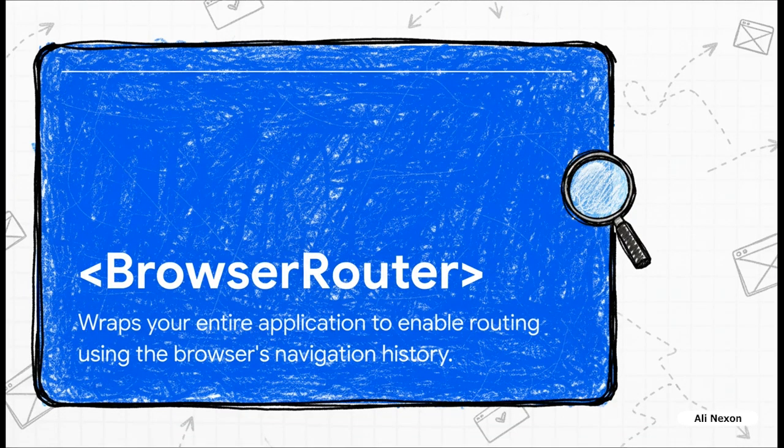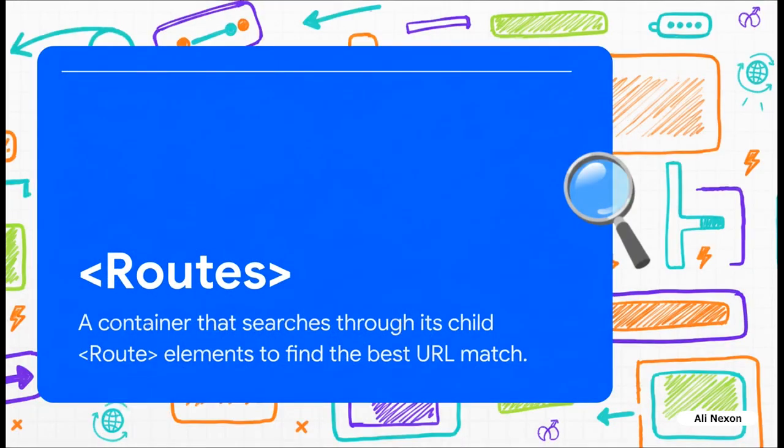You just wrap this component around your entire app. Think of it like flipping the main power switch for the whole navigation system. It hooks into the browser's history so it can listen for any changes to the URL. Okay, so the power is on. Now we need a switchboard, right? Something to actually direct the traffic.